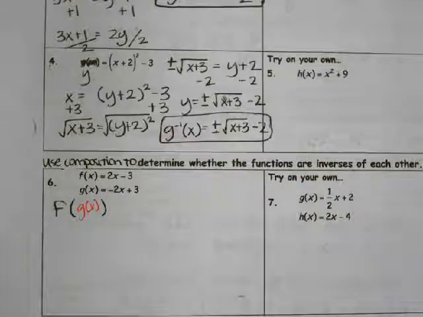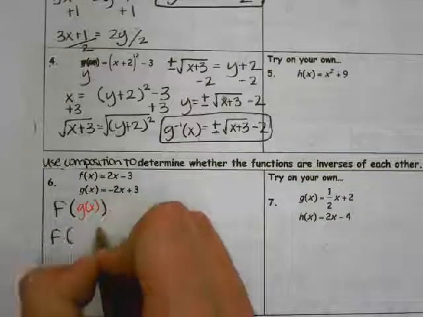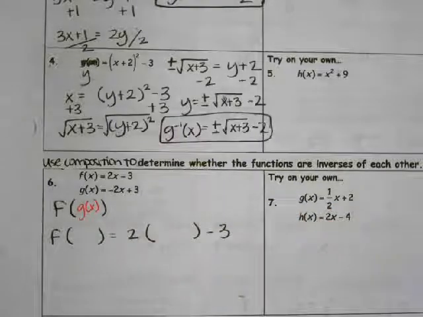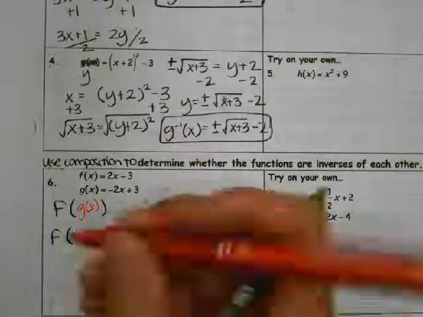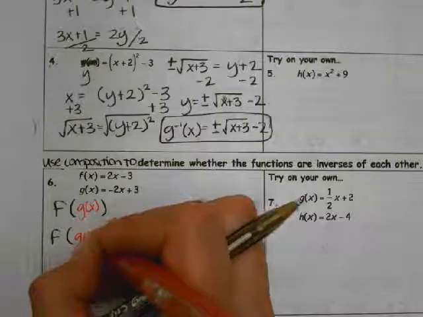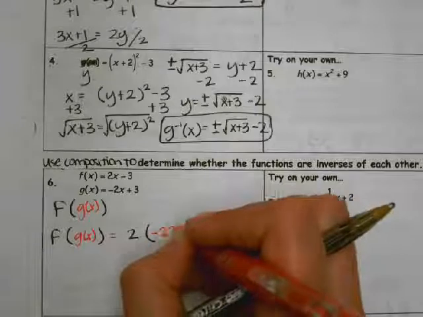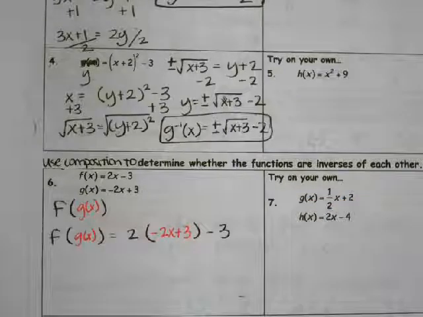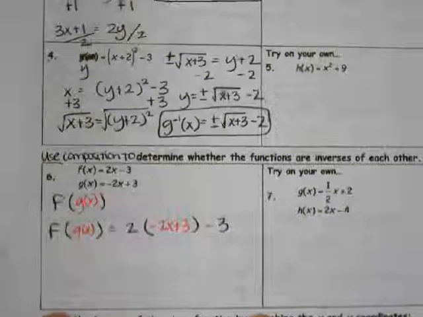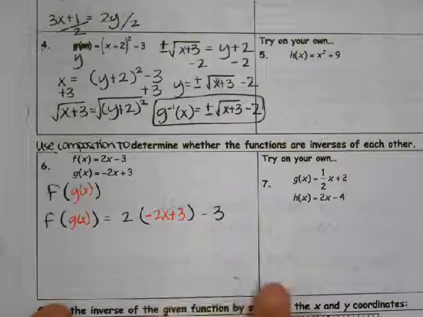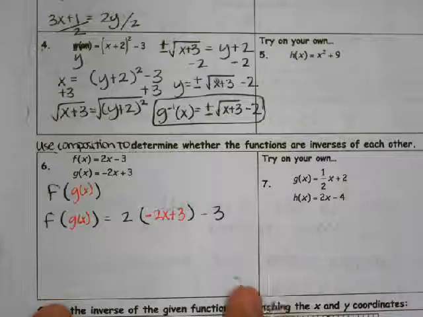So that means I'm going to say f of x equals 2 times (x minus 3), and I am plugging in g of x. I'll plug in g of x, negative 2x plus 3. And if these are inverse functions, then all of the operations will cancel each other out, and my final simplification for this problem will be that it's just equal to x.